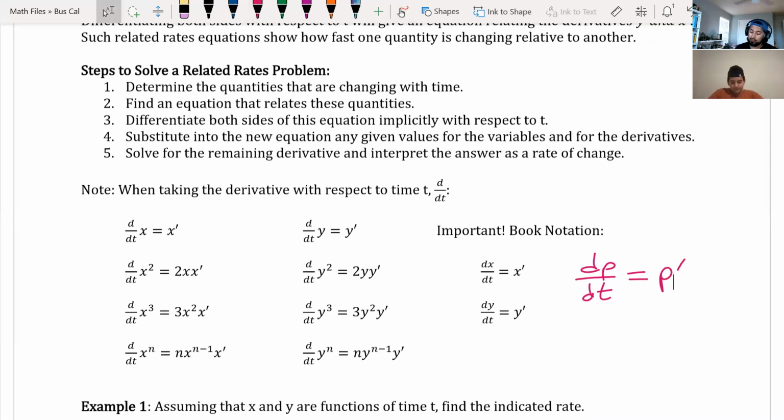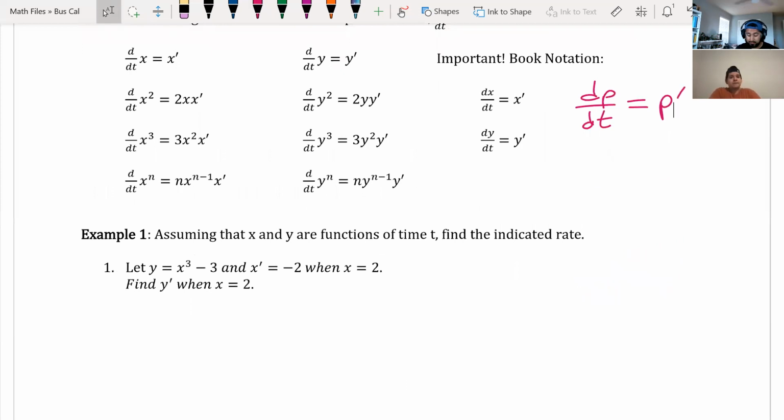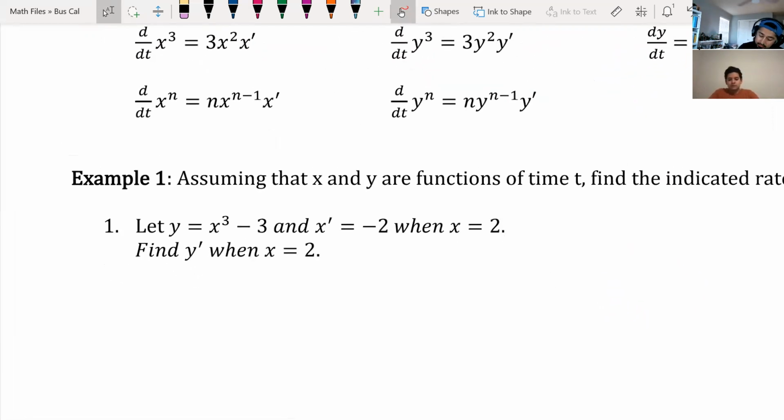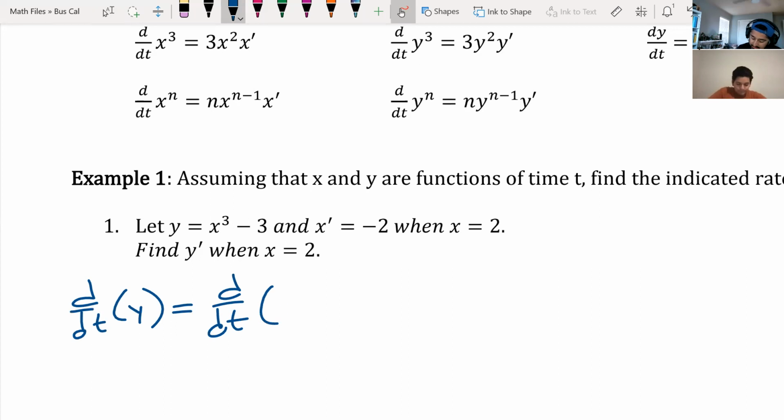Okay, so the first two examples are just going to be practicing how to apply the implicit derivative with respect to time. So number one says, let y equal x cubed minus 3, and we're given that x prime is -2, x is 2, and I think that's it. Yeah. And it says find y prime. So here's what we're going to do. Just like we did last class, we are going to do just a little different, of course. We're going to say d over dt of y equal to d over dt of x cubed minus 3.